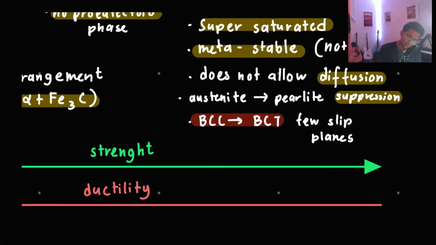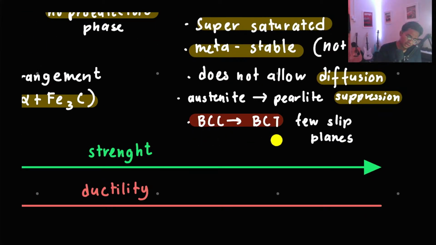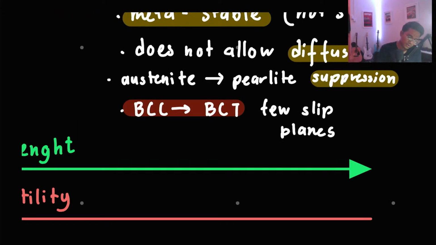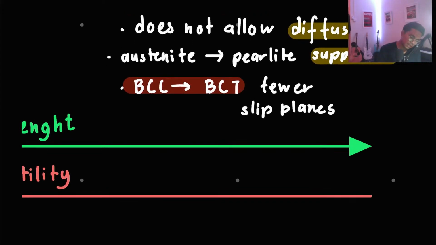So BCC to BCT. What's the difference between BCC and BCT? BCT has fewer slip planes. That is why it makes it so strong. It's because it has fewer slip planes than BCC. BCC has more, BCT has fewer. That's right there, fewer and more.